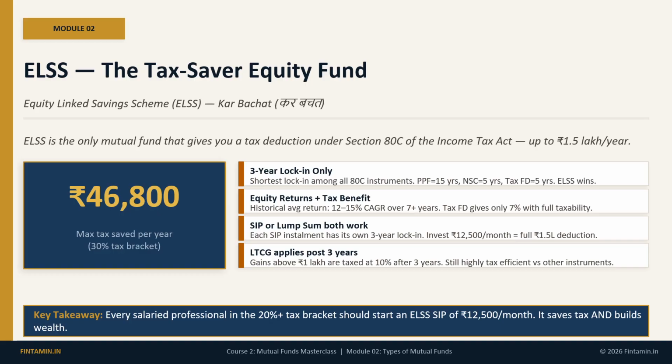Practical advice. Start a SIP of 12,500 rupees per month in any good ELSS fund. That is 1.5 lakhs per year. The full 80C deduction. And you are done with tax planning for the year.